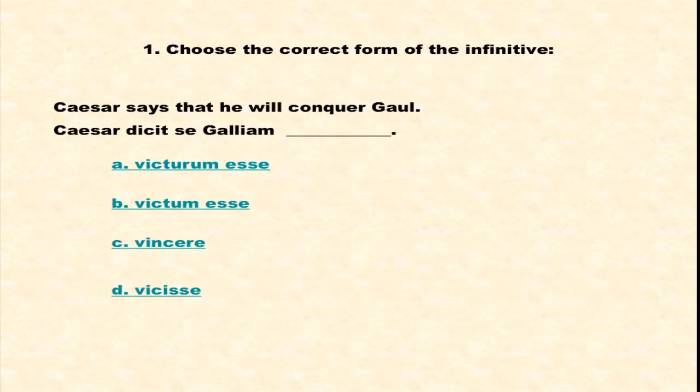So we have some exercises for you here. Caesar says that he will conquer Gaul. Pick a tense. I'll give you a second. Stop the video, and then we'll go on. Caesar says, dicit, present tense, that he will conquer. That's going to be a time after, so that's a future infinitive. So that's going to be victurum esse.